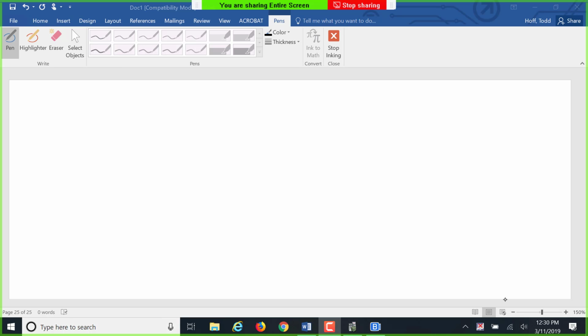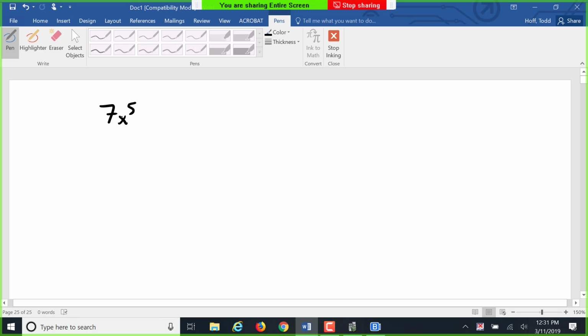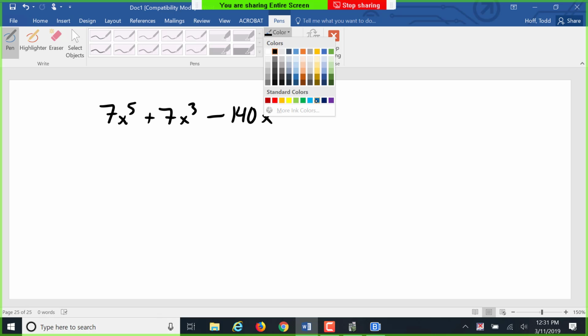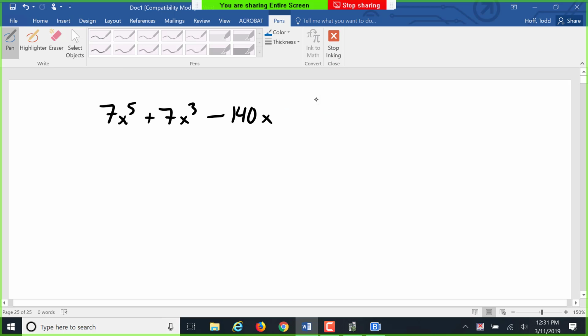Last Wednesday we were dealing with factoring, so I want to review factoring to some extent here. So we're going to have 7x to the fifth plus 7x to the third minus 140x. So when we look at this, let's go through the process. Can we factor this? What's our first thing we always look for?